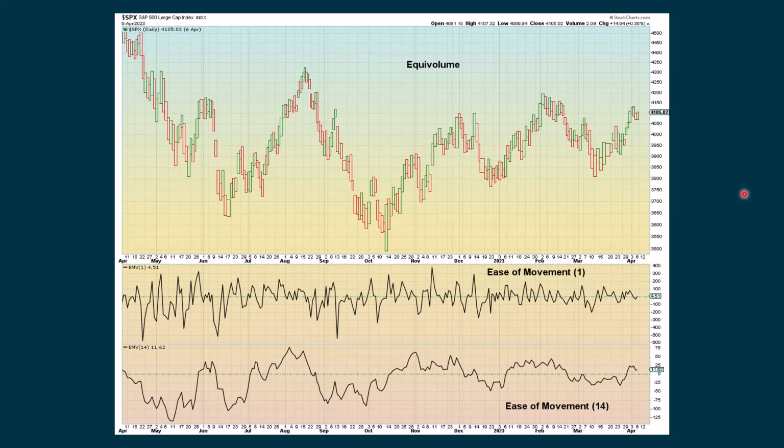We also have ease of movement. On top is an equivolume chart, which tries to combine candlesticks with volume into one chart. When they're green, that's positive. When they're red, that's negative. The ease of movement attempts to measure the path of least resistance without an increase in volume. Just what direction does price want to go? And we tend to be positive overall when we go back 14 periods, but it's not really telling us other things that we don't already know.